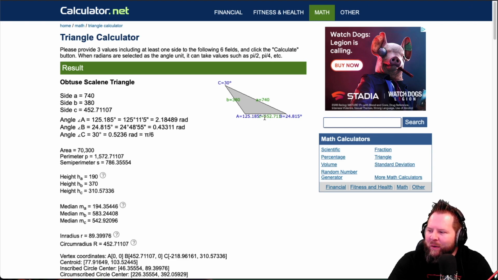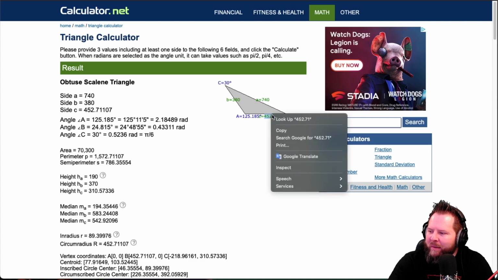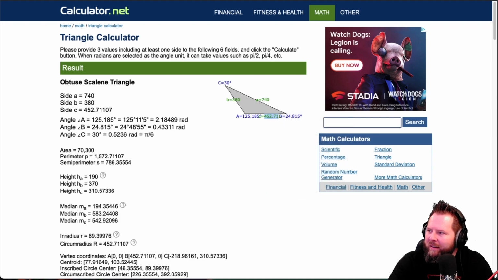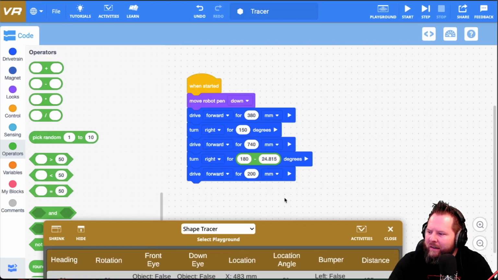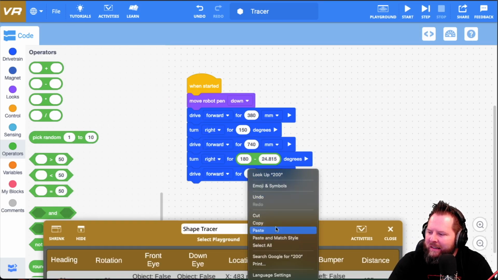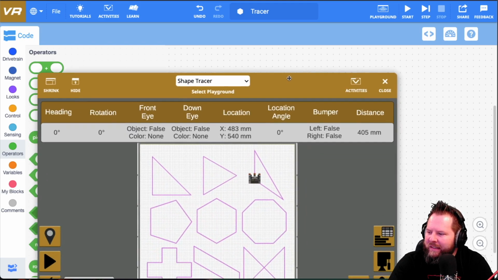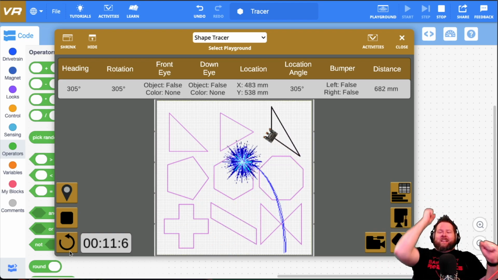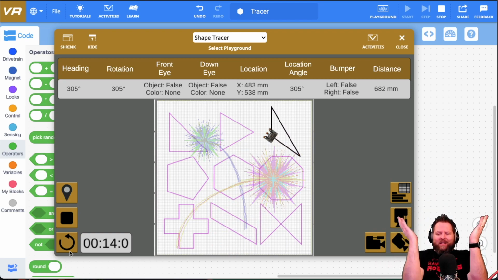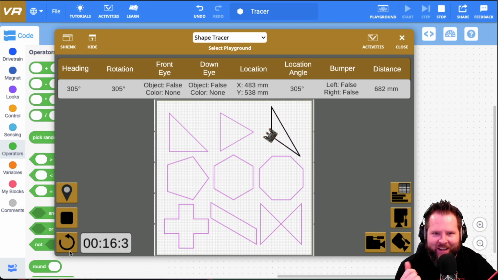And then I want to drive 452.71. I bet I can copy and paste that. Here we go. Go over here. I'll refresh. And right here, I'm going to paste it. Yep, 452.71. Reset and go. And it's exciting. Is it going to do it? Do it. Yes! Victory! I have done all 3 triangles.